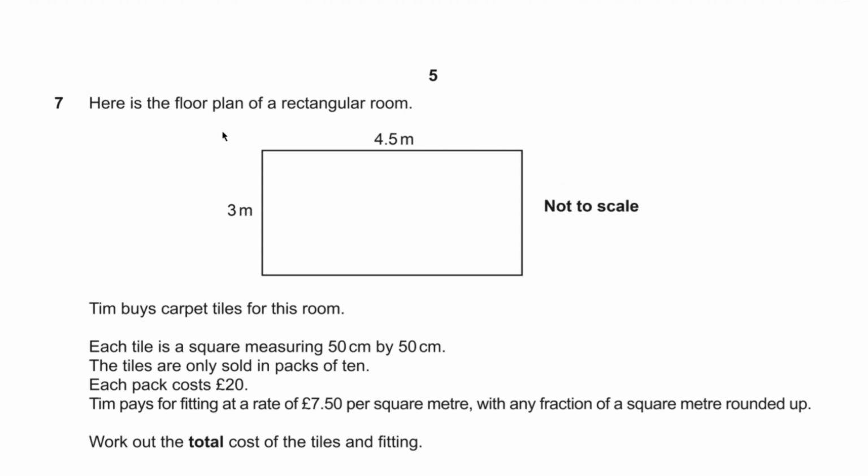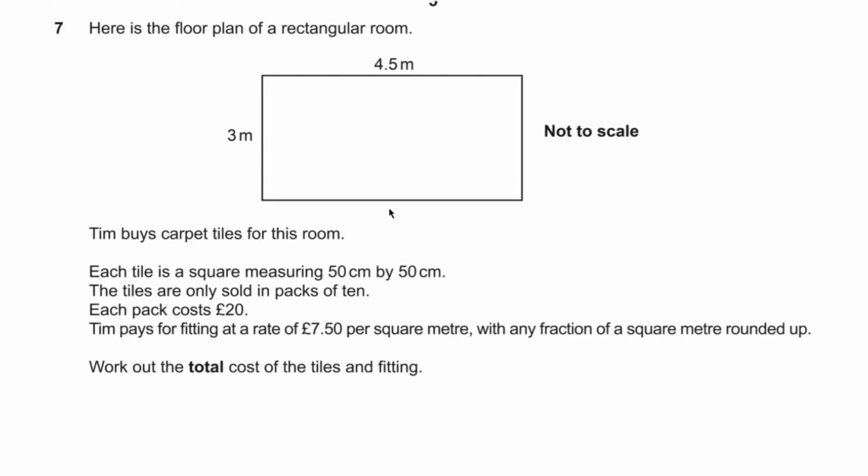Question number 7. Here is the floor plan of a rectangular room. We've got 3 meters by 4.5 meters. Tim buys carpet tiles for this room. Each tile is a square measuring 50 centimeters by 50 centimeters. The tiles are only sold in packs of 10. Each pack costs £20. Tim pays for fitting at a rate of £7.50 per square meter. With any fraction of a square meter rounded up, work out the total cost of the tiles and fitting.